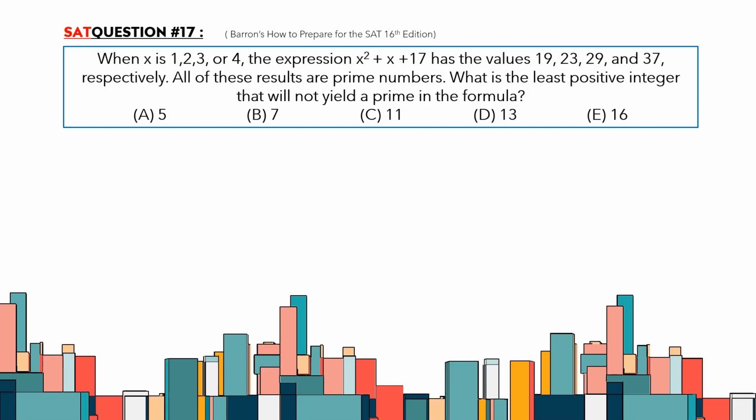When x is 1, 2, 3, or 4, the expression x squared plus x plus 17 has the values 19, 23, 29, and 37, respectively. All of these results are prime numbers. What is the least positive integer that will not yield a prime in the formula?